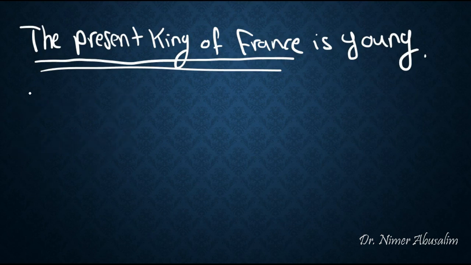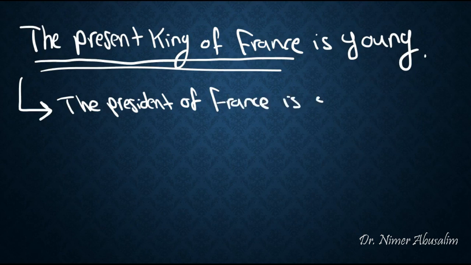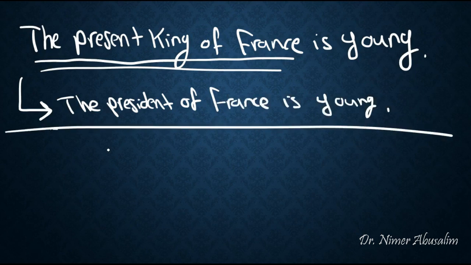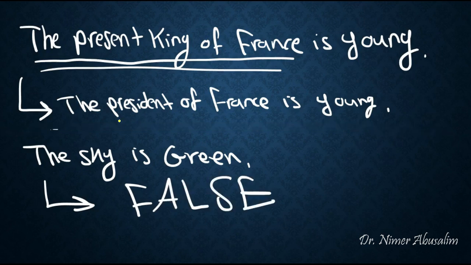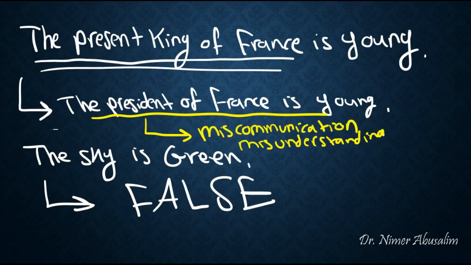But here's the interesting part. You actually understood what I meant by saying this sentence. You understood that I meant the president of France is young. Now that is a huge difference between this situation and a situation where I say the sky is green. Somehow this sentence seems blatantly false. The first sentence, on the other hand, doesn't seem very false, but just kind of a miscommunication, a misunderstanding maybe. Maybe I wasn't using the correct term.